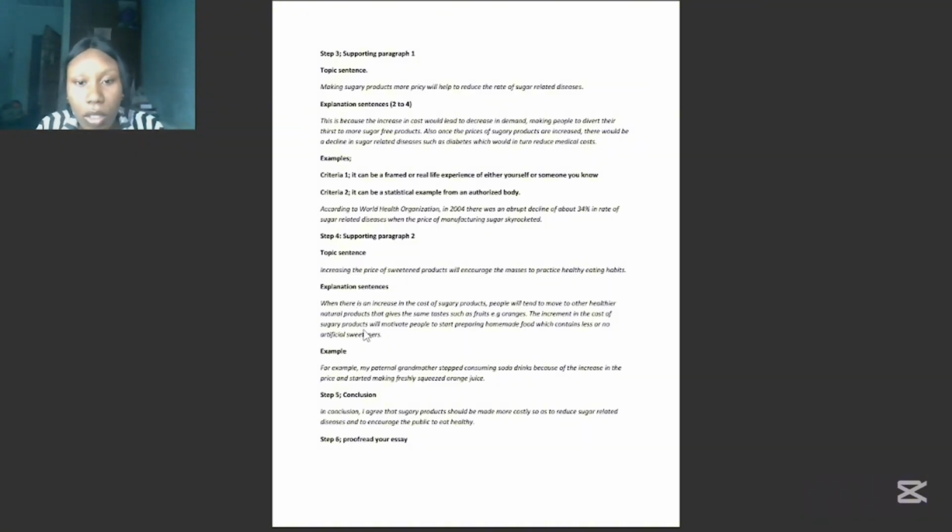When there is an increase in the cost of sugary products, people will tend to move to other healthier natural products that gives the same taste, such as fruits, e.g. oranges. The increment in the cost of sugary products will motivate people to start preparing homemade food which contains less or no artificial sweeteners. Example, then you give your example. For example, my maternal grandmother stopped consuming sugar drinks because of the increase in the price and started making freshly squeezed orange juice.